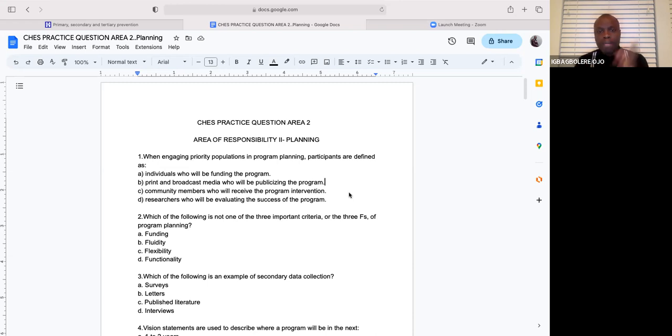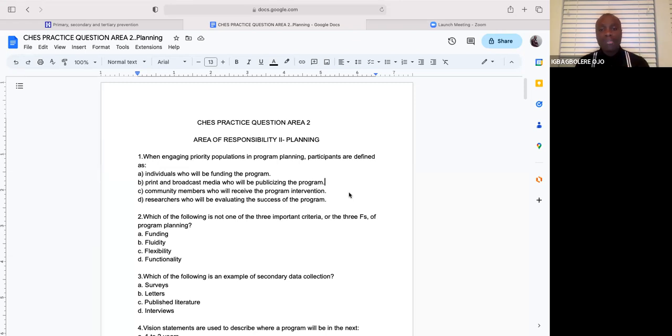All right, so Area of Responsibility 2, and that is planning. Question number 1. When engaging priority populations in program planning, participants are defined as what? A says individuals who will be funding the program. B says print and broadcast media. C says community members who will receive the program intervention. And D says researchers who will be evaluating the success of the program.